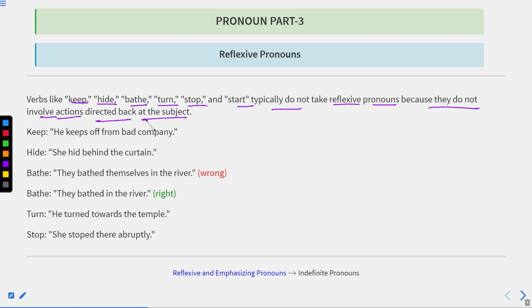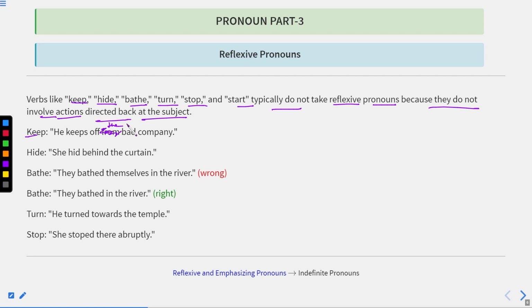Now, the first verb is keep. He keeps off from bad company. He keeps off from bad company means he does not get involved in bad company. He does not make any friends of bad company. So he makes distance from them, or he maintains distance from them.